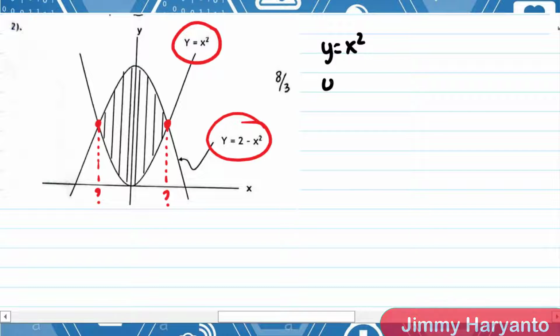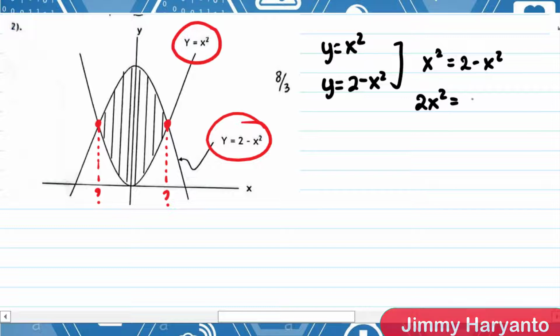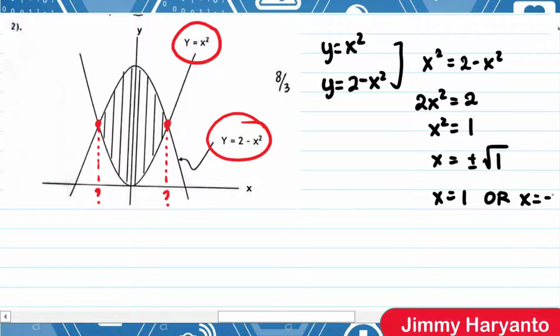To intersect them you have to substitute. You only have to write x squared equals 2 minus x squared. So move it to the left side. x squared equals 2, x squared equals 1, 2 divided by 2, and then x equals plus minus square root of 1. Please don't forget to put plus minus in front of the numbers. So this one is negative 1 and that one is also 1.